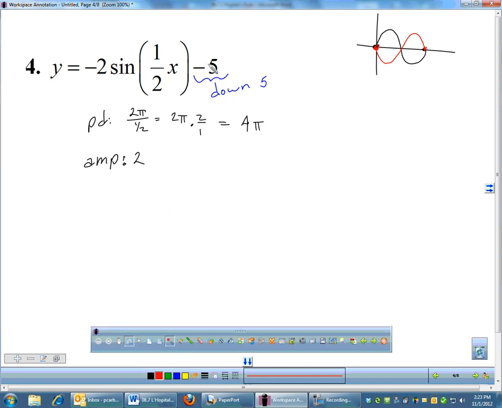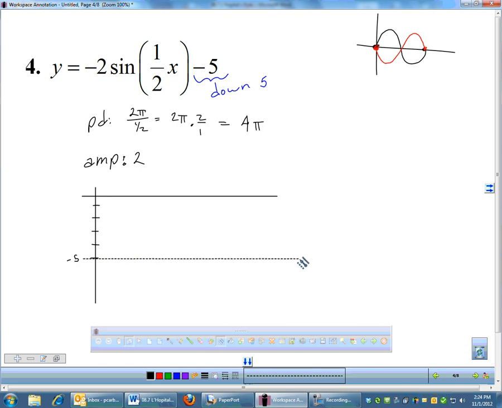Now let's see, I'm going to start going down 5. My midline is going to be down 5. So let's get my axes going. If I'm going to shift down 5, then I don't need a whole lot of room up top. I'm going to start by going down 2, 3, 4, 5. And -5 is going to be where my midline will be for this problem. So there's where I'm going to center my graph.